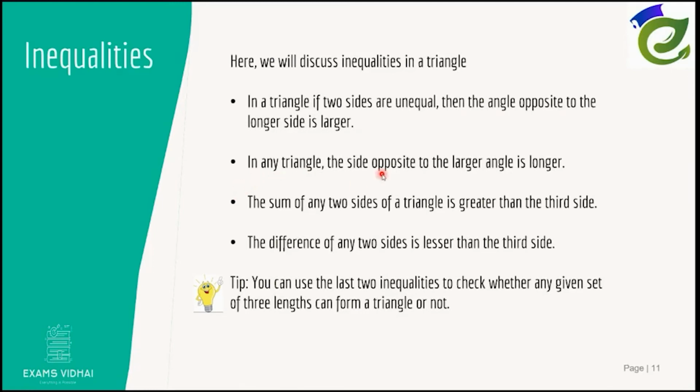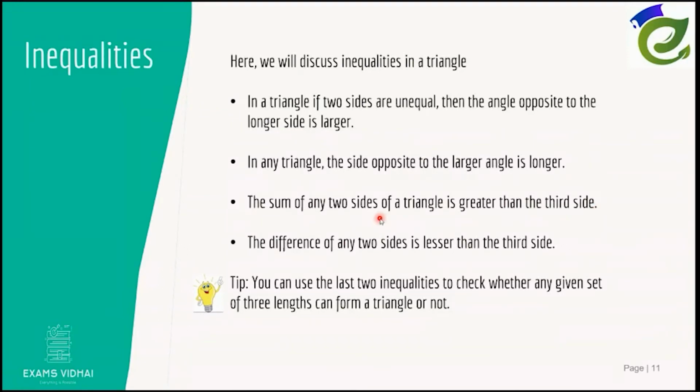Next one, in any triangle, the side opposite to the larger angle is longer. This is like the opposite. So if you take two angles in a triangle, whichever is greater, the side opposite to that will also be larger in length. The sum of any two sides is greater than the third side.